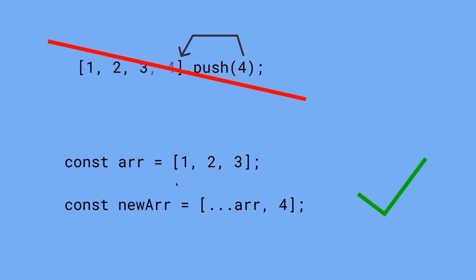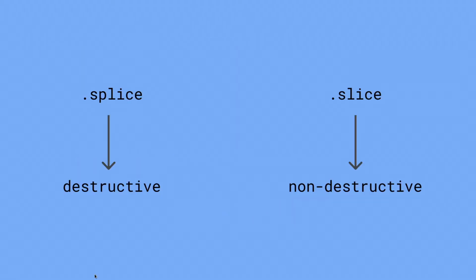Instead, we've got an array that is 1, 2, 3, and then we can have a new array where we're spreading the old array and adding 4. That's how we generally do this. For those of you who don't know what these 3 dots are, we're just taking the old array and putting it into here. So we actually have the old array just with one extra element. The way we call these methods, such as push, is destructive. And in functional programming, we want to use non-destructive methods.